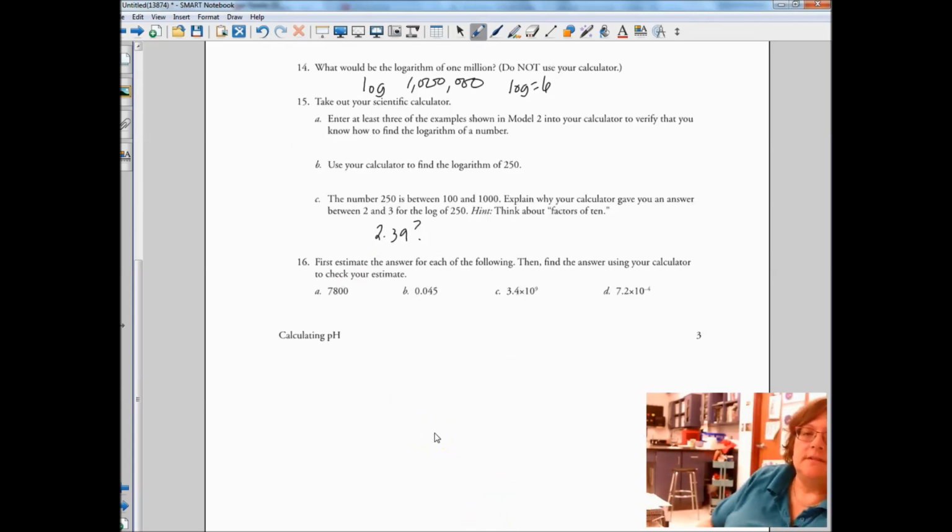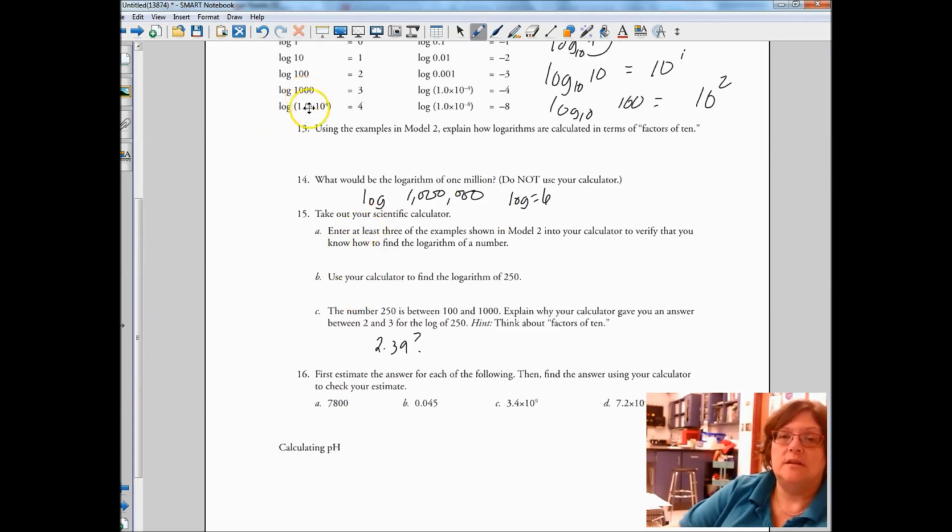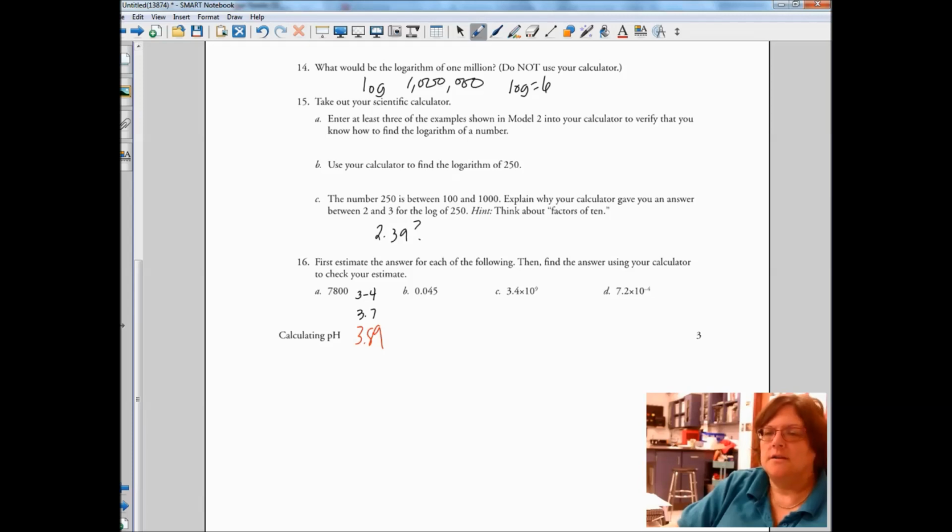Okay? So let's estimate. 7,800 is going to be between 1,000 and 10,000, right? So it's going to probably be between 3 and 4. I'm going to guess 3.7. So I'm going to put in log 7,800. Equals 3.89. Not a bad guess. So do the rest on your calculator, and then we'll start the video back up when you've all got it done, and you can check the work with me and compare to me.